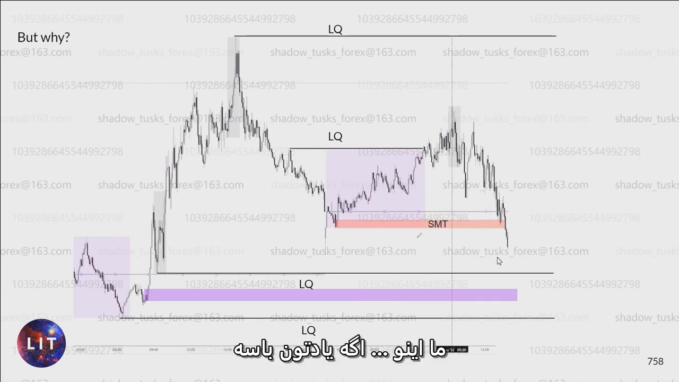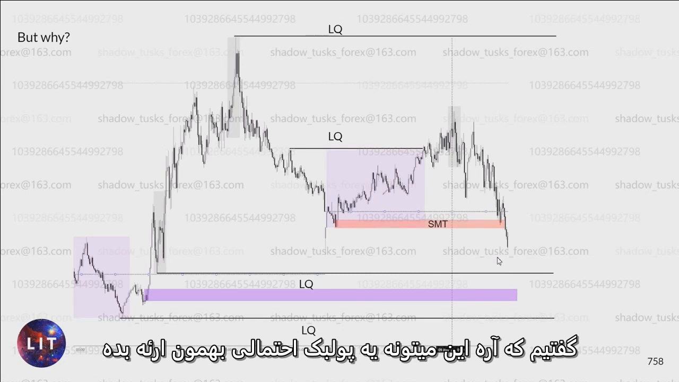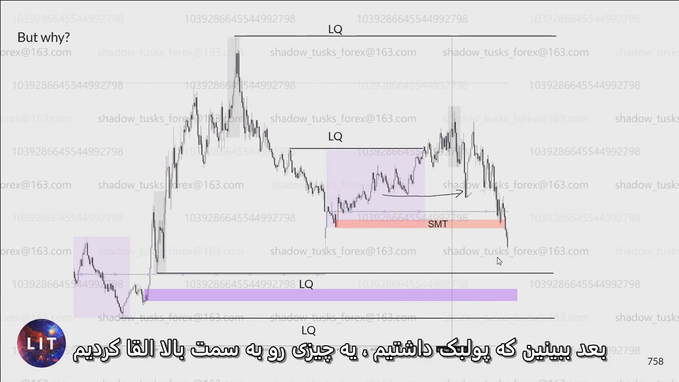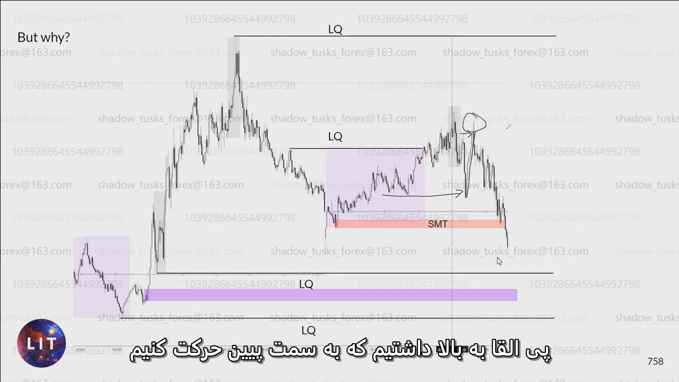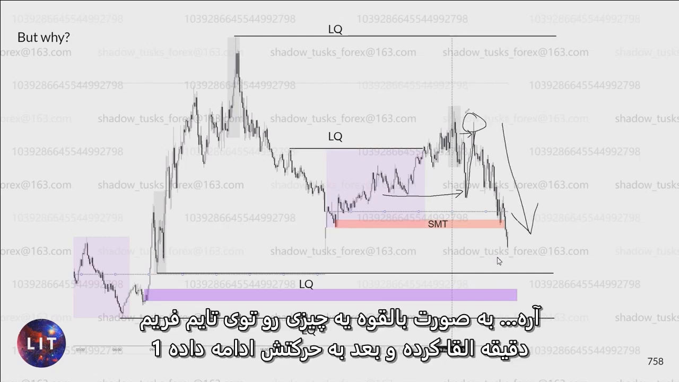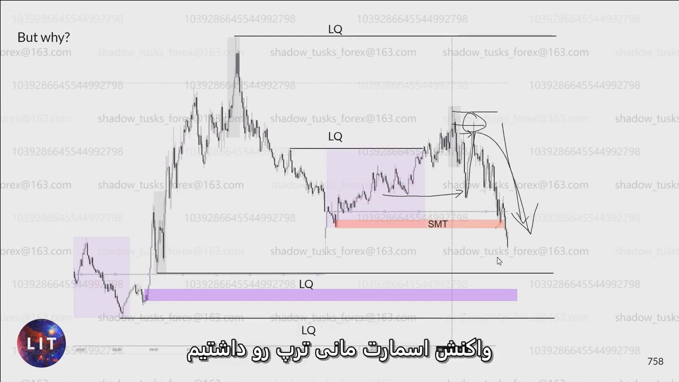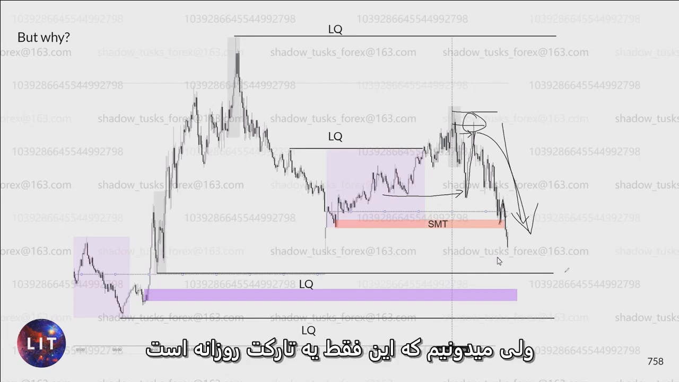You can see, if you remember, we said this will give us a potential pullback. Then look, we pulled back and induced something to the high side. So we induced high to go low. Potentially mitigated something on the M1 and then continued. We gave our smart money trap reaction, but we know that this is just an intraday target.